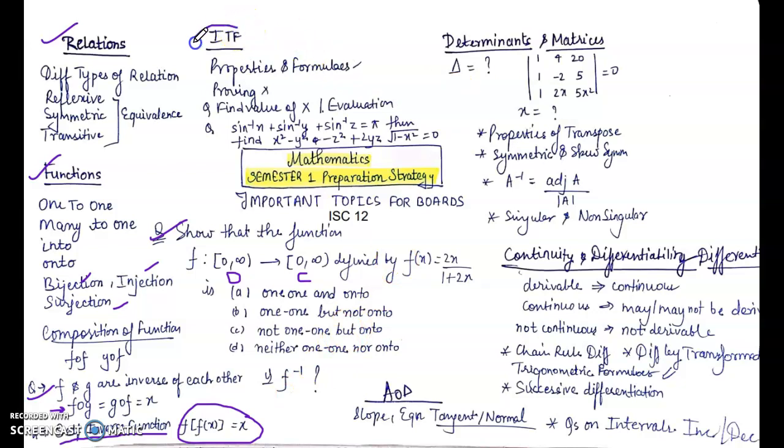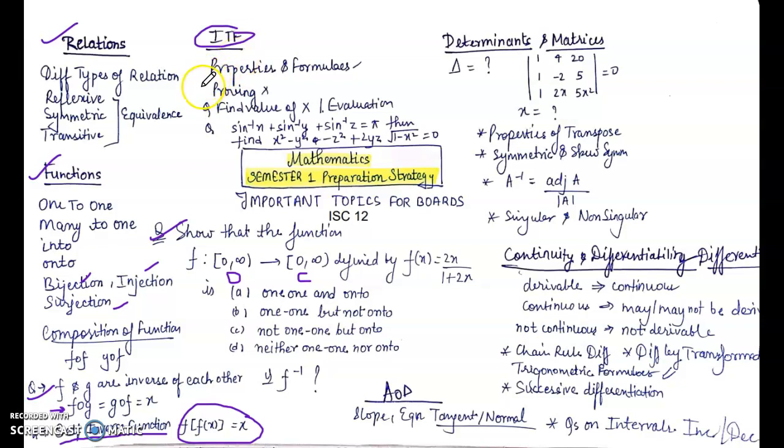Moving on to ITF, for this you have to revise all the formulas and the properties, and you can also revise the trigonometric formulas from the class 11th book. For example, sine of A plus B, that is sine A cos B plus sine B cos A, and so on. There are many formulas which will help you in the differentiation chapter also, plus integration that you're getting in the second semester.